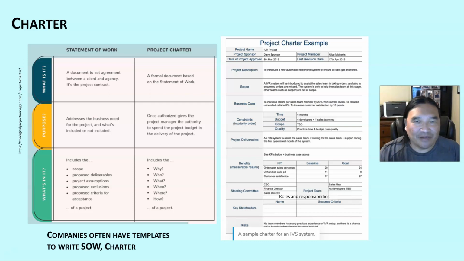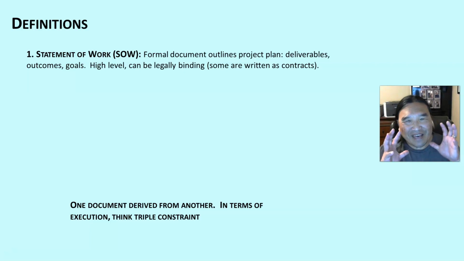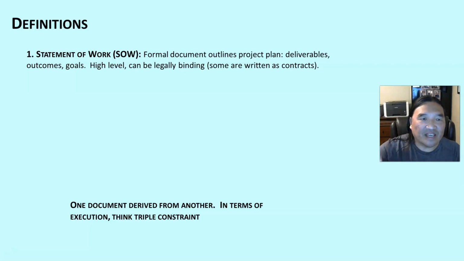What is this project? What does it entail? Again, think triple constraint. How much time is it going to take? What kind of resources do I need? What is it that I'm going to deliver? And the quality of it. What are the requirements on those deliverables? Now, one thing about all this is there's a lot of definitions. Those definitions get confusing, and there's an order to these documents.